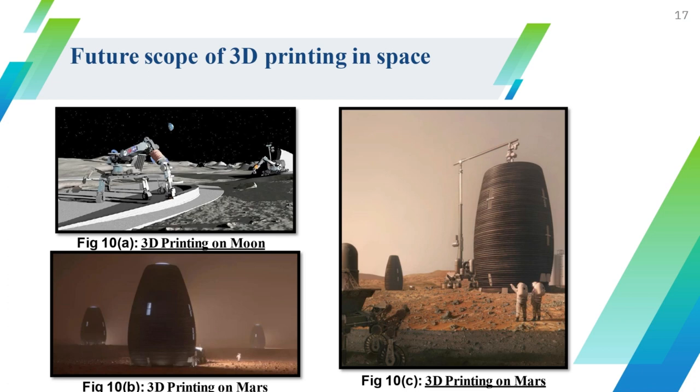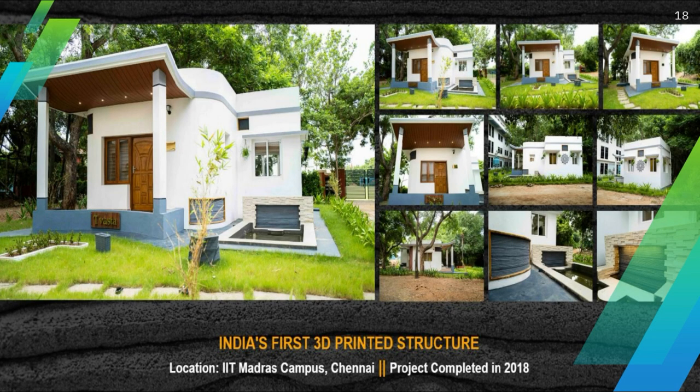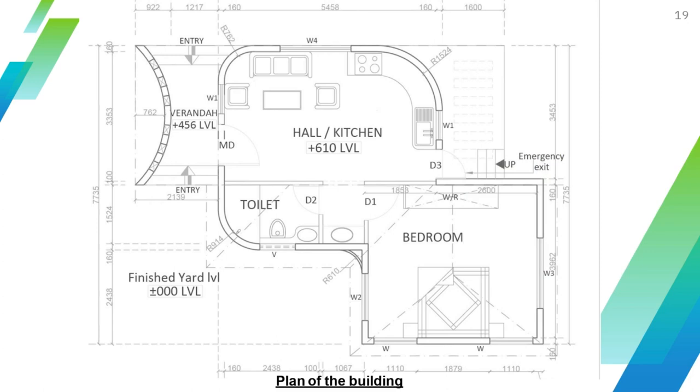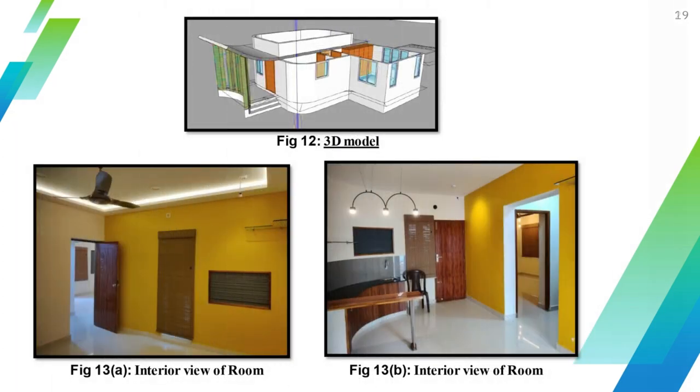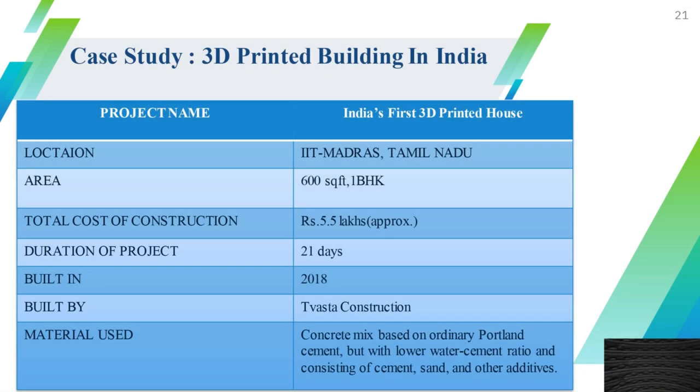Let's move to India's first 3D printed house, on which I have done my case study also. This is India's first 3D printed structure, made in 2018 at IIT Madras, Chennai. This is the plan of the building. Figure 12 is the model of the building. Figures 13A and 13B are the interior views of the room. My case study on India's first 3D printed house.